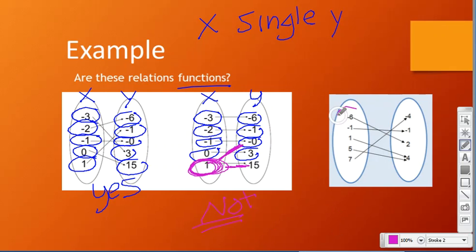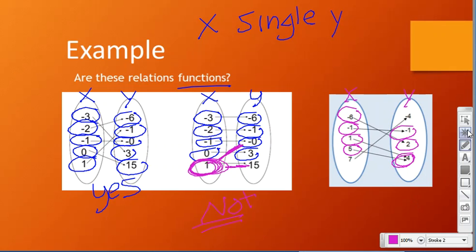Okay, let's look at the next one. We have 6. So here's our x values, or our domain. Here's our y values. So 6 is being paired with 2. -1 is being paired with -1. So far we're 1 to 1. 1 is being paired with 4. Okay, still 1 to 1. 5 is being paired with 4.